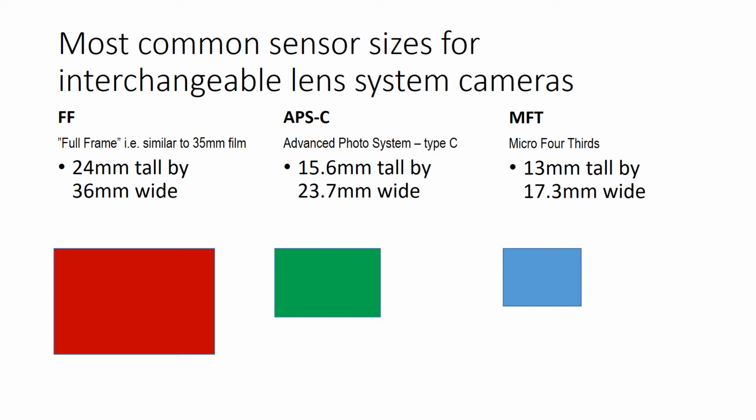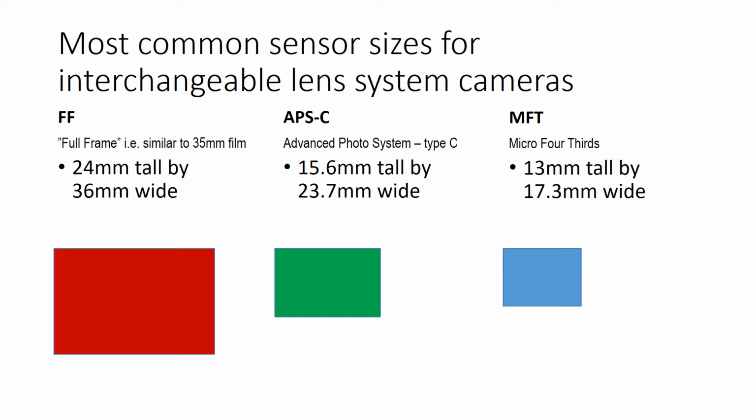Full frame is the type of sensor which corresponds roughly or is similar to the size of 35 millimeter film, the kind of film that we would have a roll of film in a camera that would be 24 or 27 pictures perhaps, and each frame would be approximately this size: 36 millimeters wide, 24 millimeters tall.